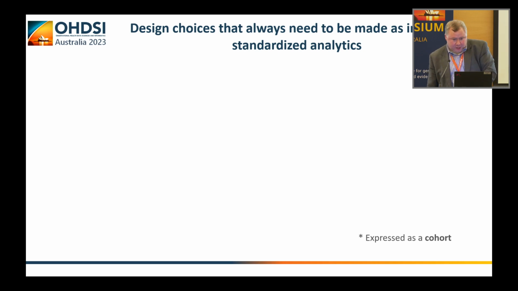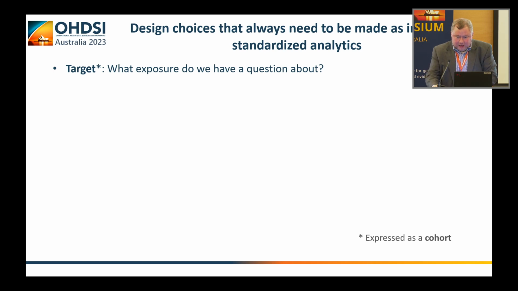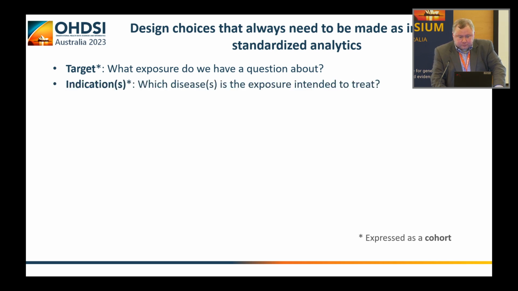Okay, so design decision choices that always need to be made as input to standardized analytics. The reason we went through cohort definitions first is because almost always, I'd probably assert always, you are going to need to define some target population of interest. And very often, if we're going to be talking about causal effects of some sort of medical intervention, the target cohort is the intervention itself. So it's what exposure are you asking your question about? In our context, that's our fluoroquinolone exposure.